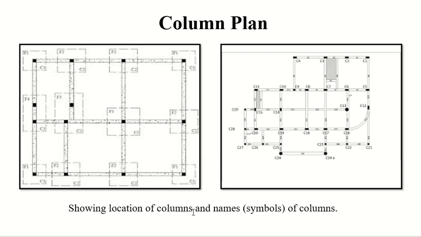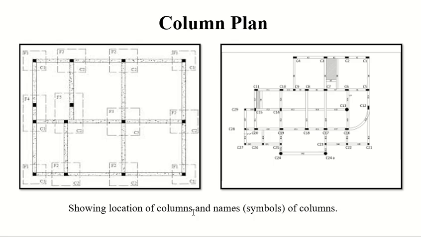The column plan tells you where the columns are and what the sizes of the columns are. So you have made columns, right? Where are the columns here? They are shown by what? Is this a column? No. Is this a column? Yes. Is this a column? No. What is it? It's a footing. So where is the column? The black square in this case is the column. So it tells you where the columns are, how many columns there are, what the size of the column is, and you can include the footings as well.